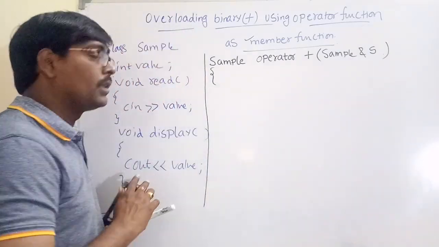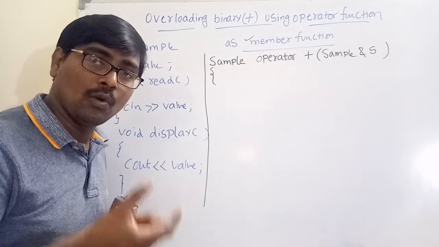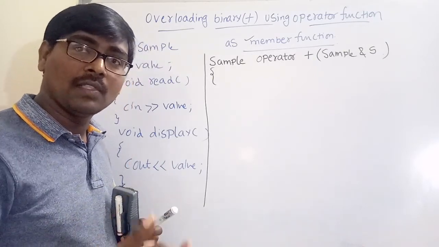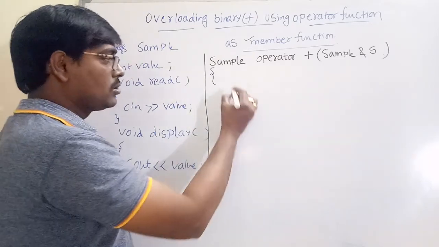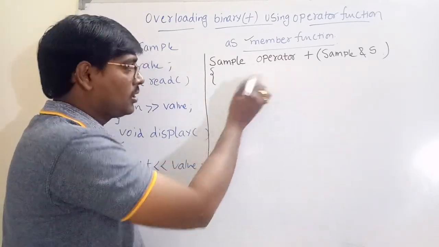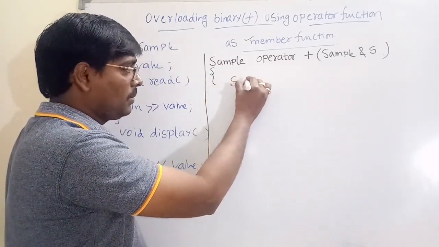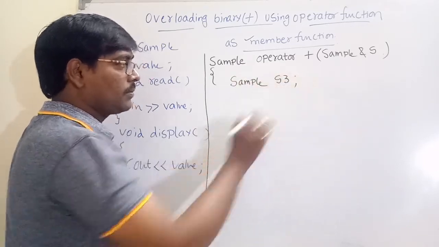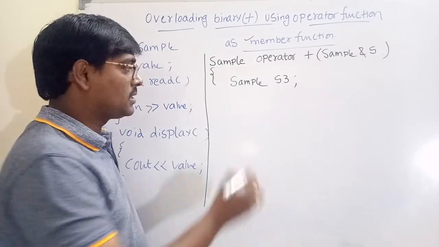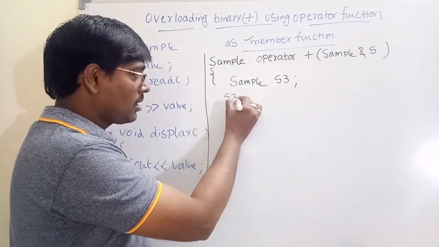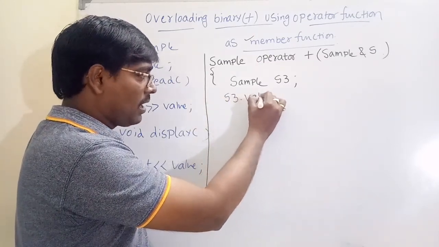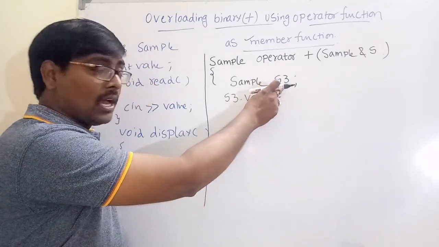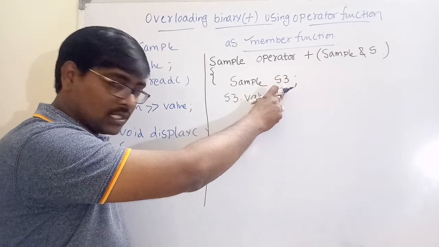Now we have to return some value after performing addition. The value is of type object. So inside this function, I am creating an object, sample s3. The procedure is s3.value, that means the resultant value. I have to return s3.